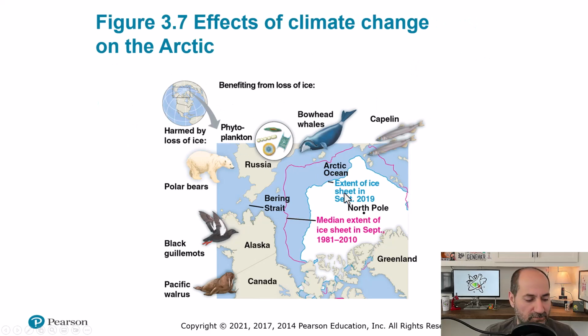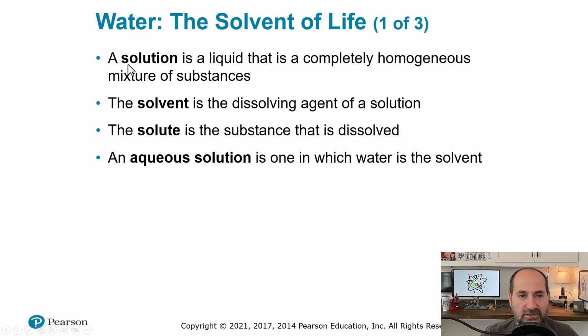All right. Next, we discussed the retreating Arctic ice sheets and how this can have an effect on local animals. We discussed the terms solution, solvent, solute, and aqueous solution. So let's touch on this one more time. A solvent is a substance that can dissolve, right? It's a dissolving agent. So, for example, water is known as a good solvent. It's good at dissolving things. So water is a solvent.